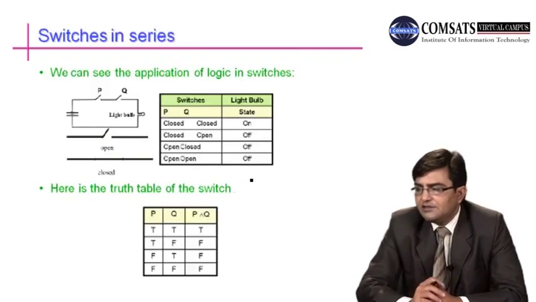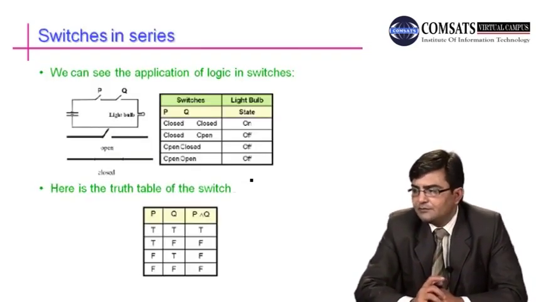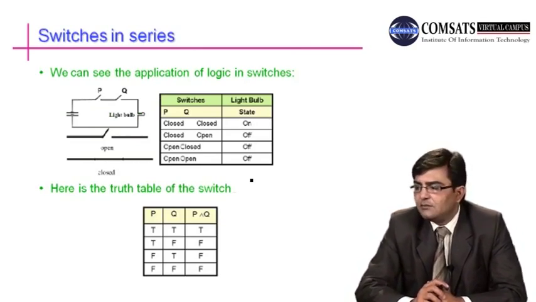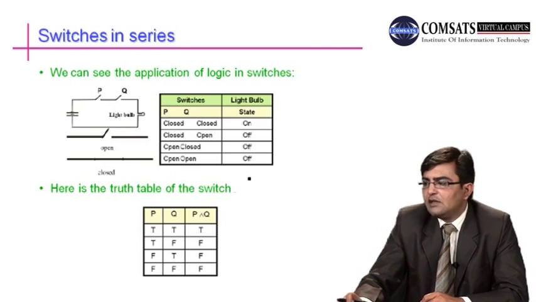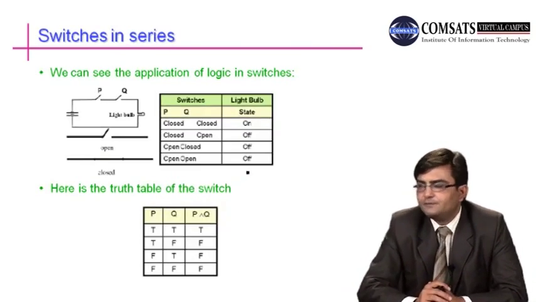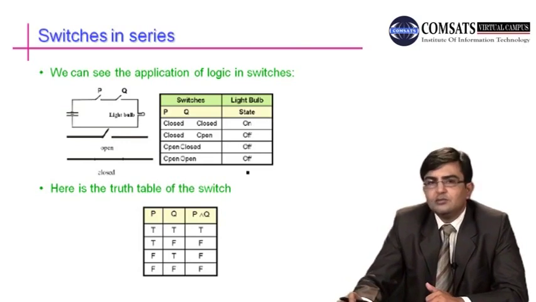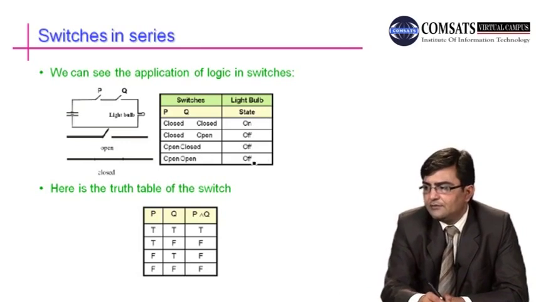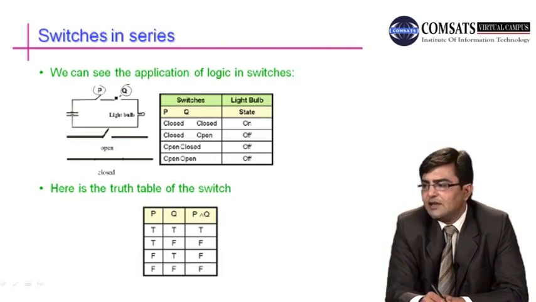Some very simple examples of circuits you see in daily life in your homes are switches in series and switches in parallel. Switches in series means you have two switches, as you can see in this circuit: P and Q are two switches, and there is a light bulb here, and there is a battery here.